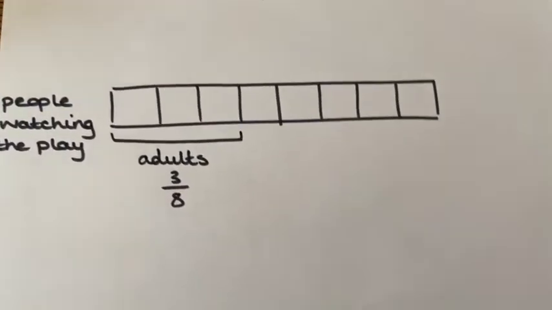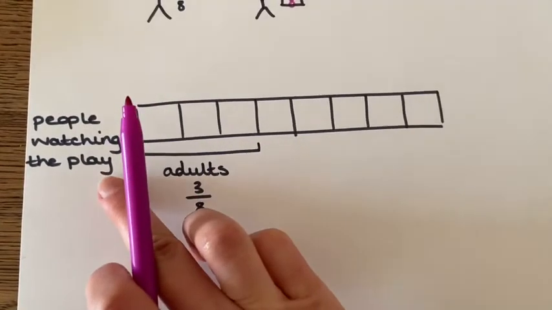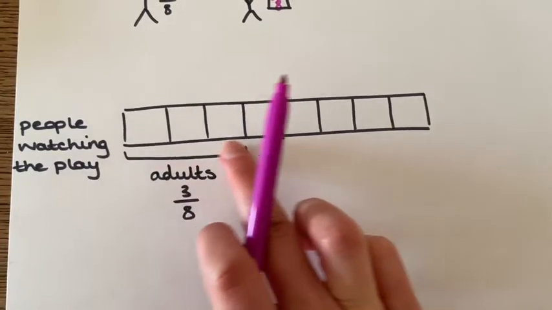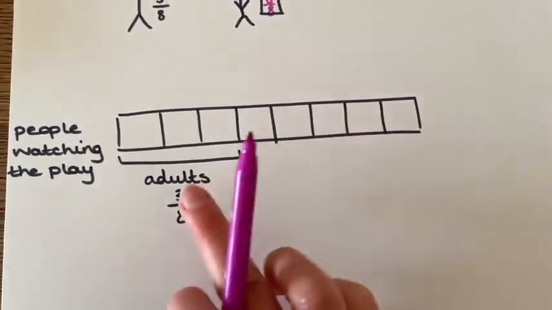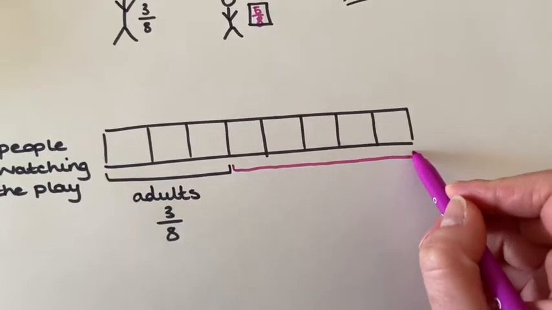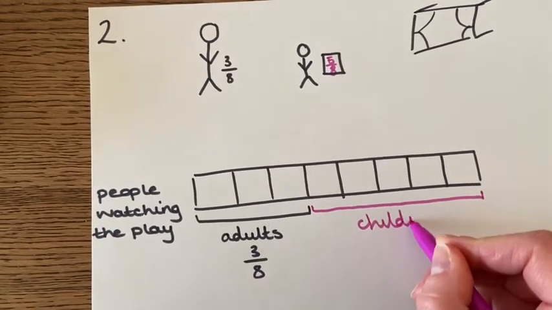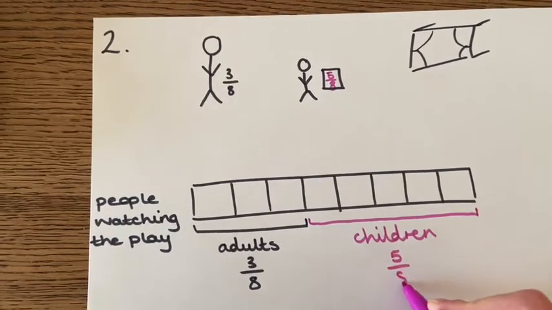So then I go on to representing it mathematically. So I know that this model is the amount of people watching the play. I know that 3 of those 8 equal parts are adults. So therefore, the rest must be, hopefully you've got it, the children. And I can write down that that is 5/8.